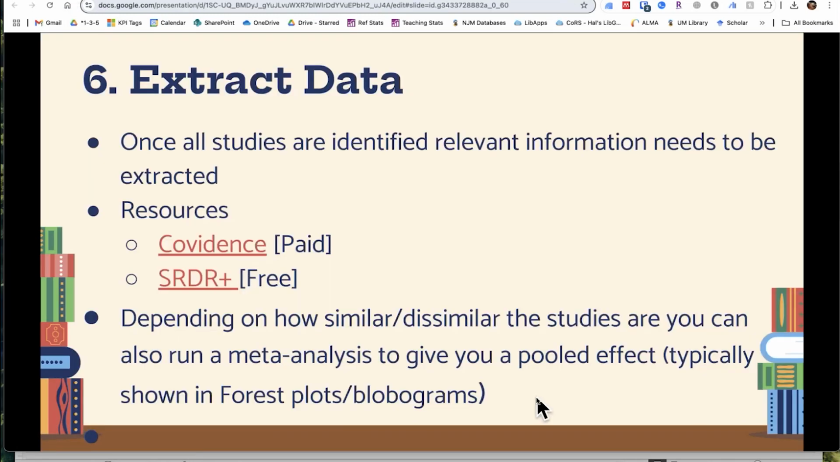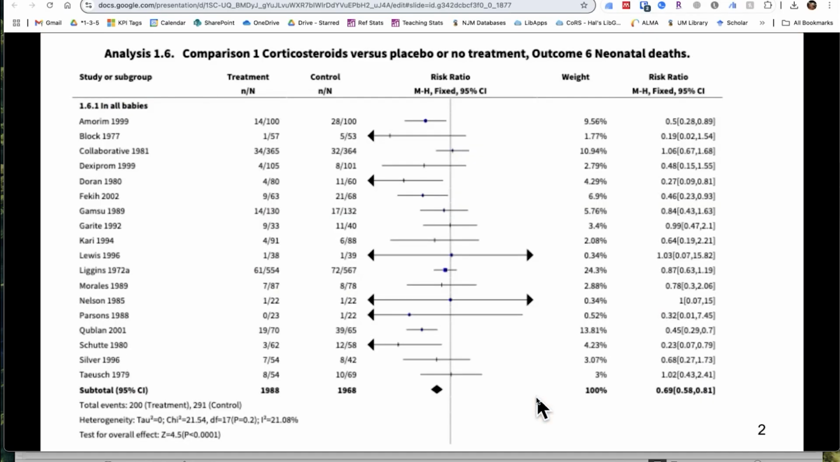Once you've extracted all your data, depending on how similar or dissimilar the studies are, you may be able to run a meta-analysis to give you a pooled effect. This is really only possible if the studies are very similar. I'm not going to get into the statistics of it, but if you've ever seen a forest plot, also called a blobogram, that means that systematic review has done a meta-analysis as well.